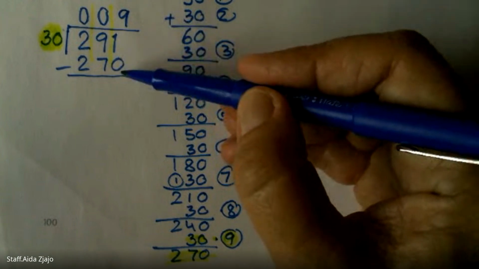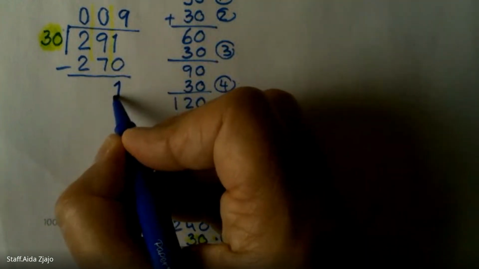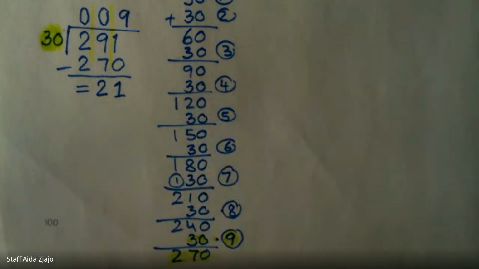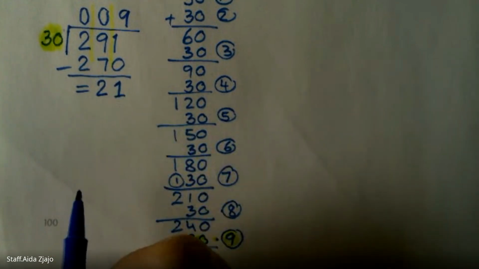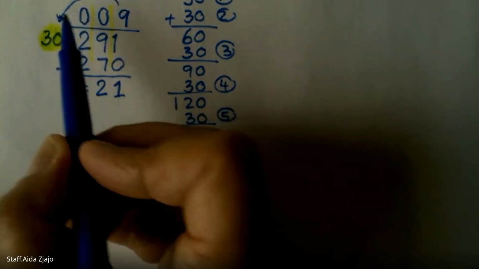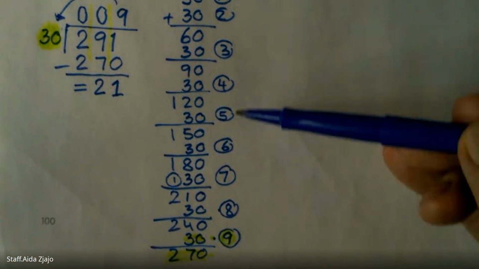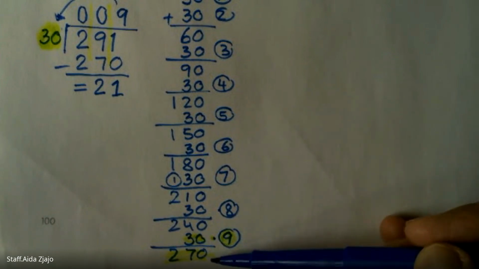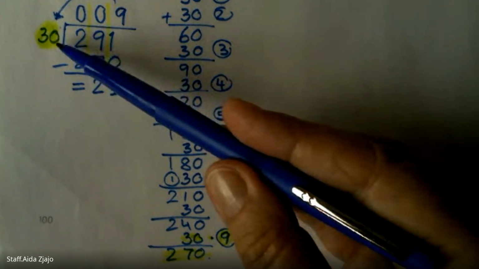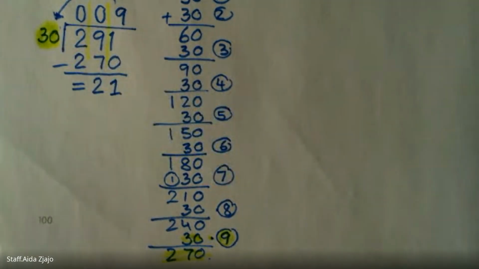So 1 minus 0 is 1. 9 minus 7 is 2. 2 minus 2 is nothing. So here is your remainder. There are 9 groups of 30 in this number, and there is 21 left over because it couldn't make another group of 30.